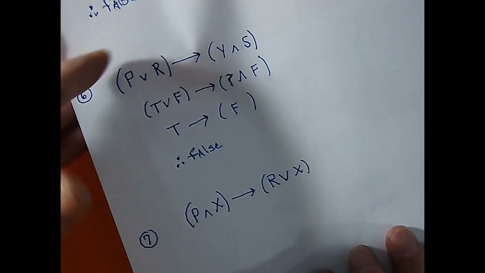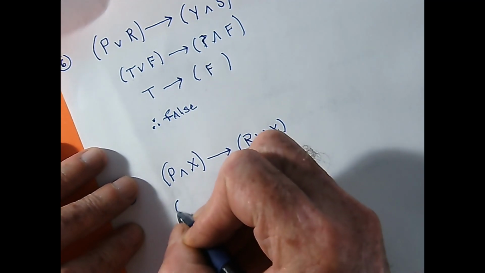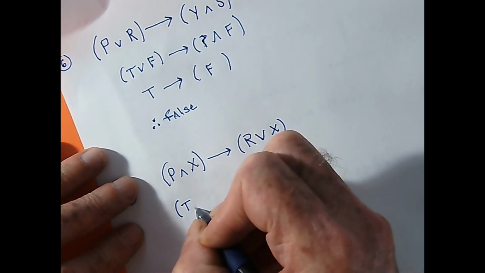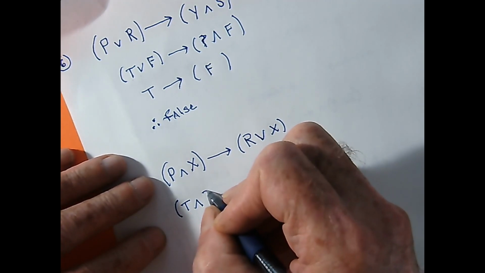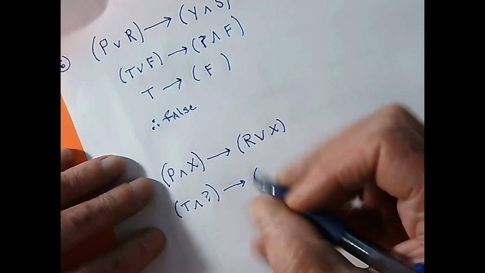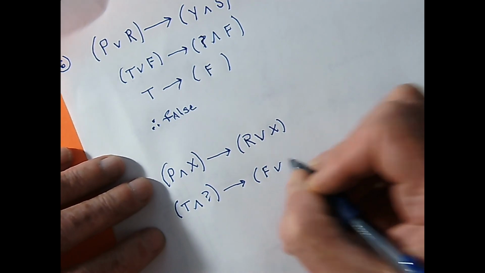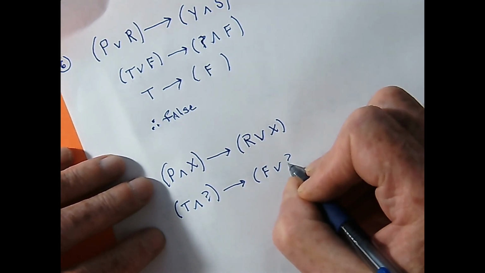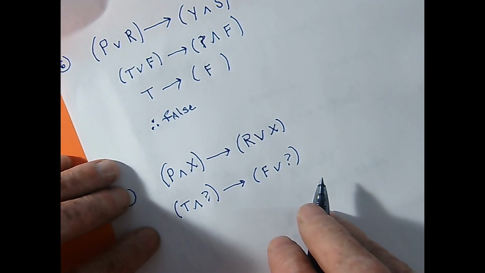Let's do one more together. I think it might be more interesting still. P was true and X, but I don't know about X. So I'm going to put a question mark right there. Then R is false. Or X is known to be unknown. I don't know. What could I do about this guy?